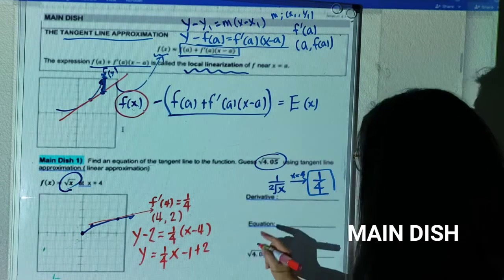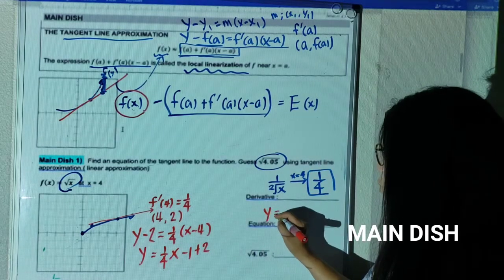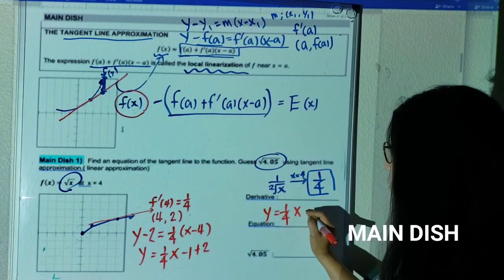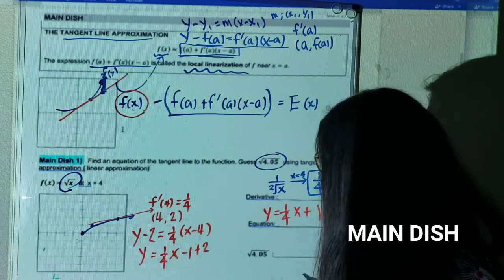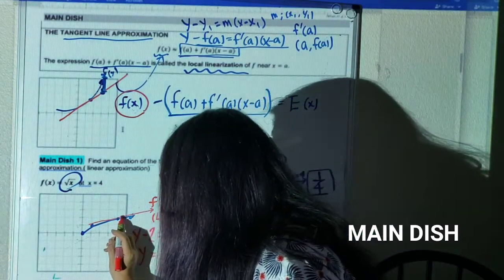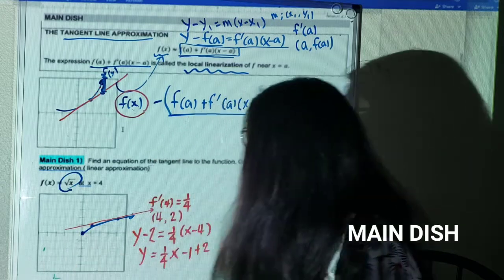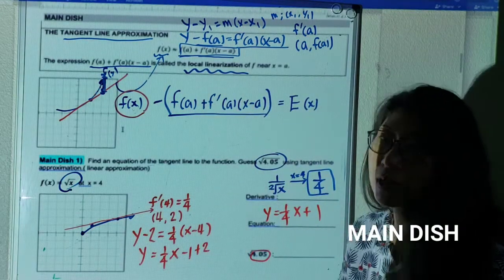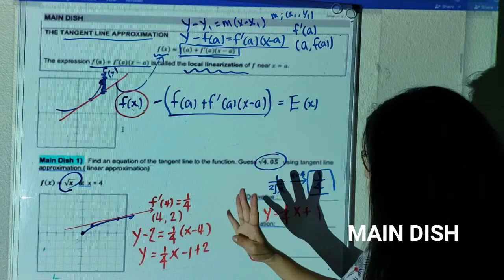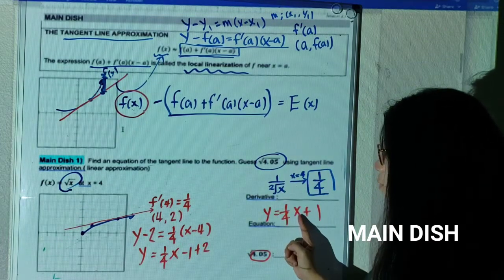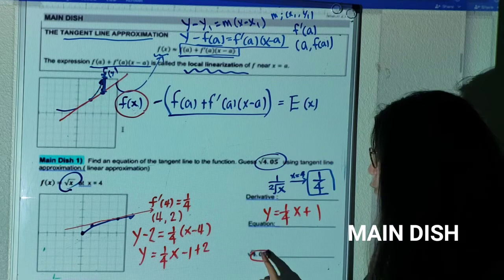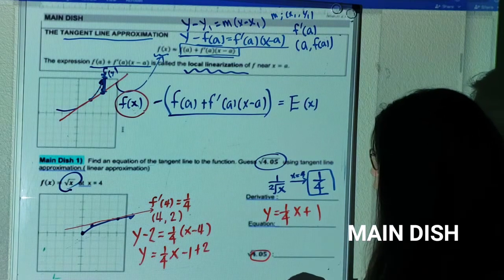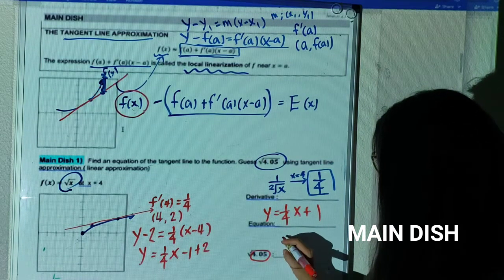So I get my equation as y is equal to 1/4 x plus 1. I hope that you got the same one. Yeah, it looks like it, right? Totally. Then I want to find the square root of 4.05. So what should I plug in this time? If I plug in 4, do you see that I get 2? Then if it's 4.05, oh, I should put 4.04. That would be more fun with the number, right?